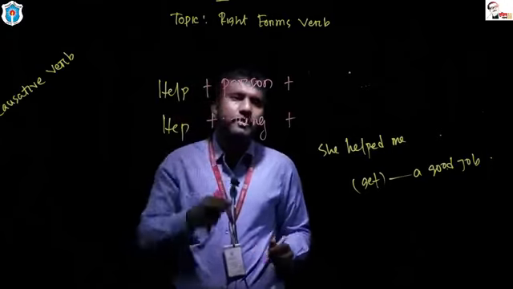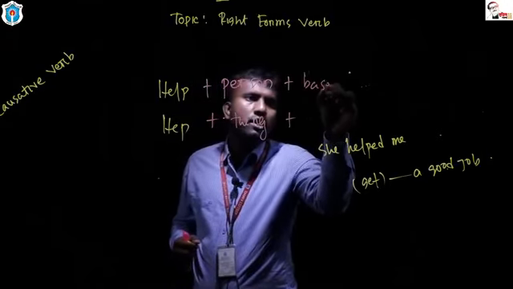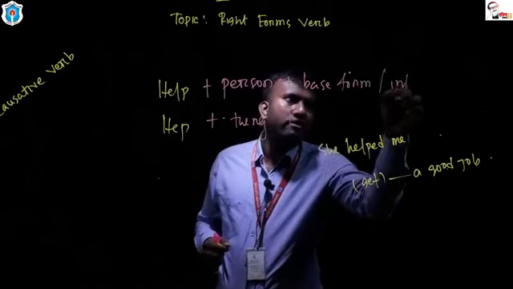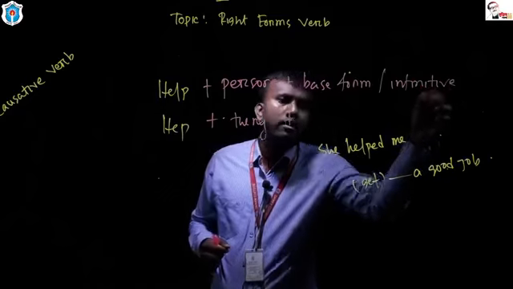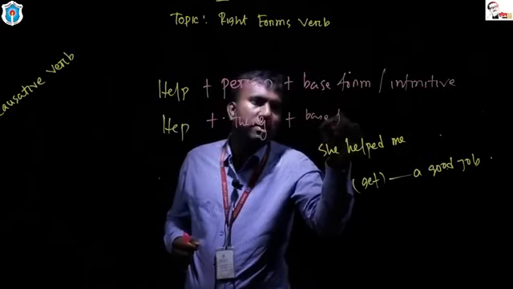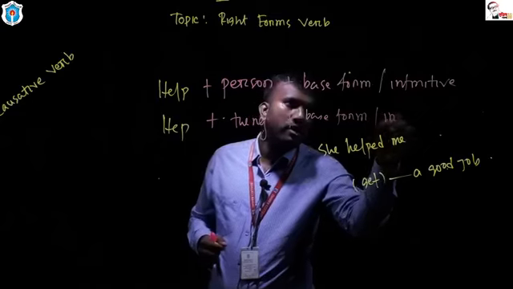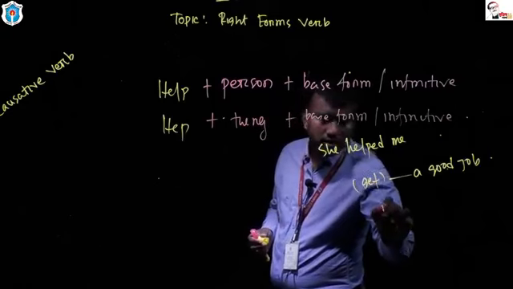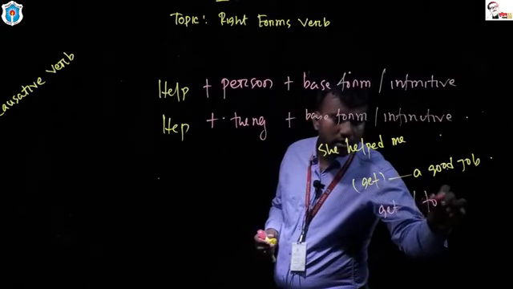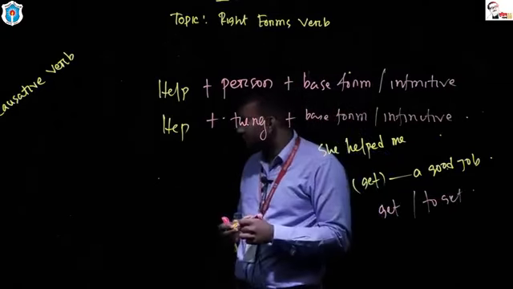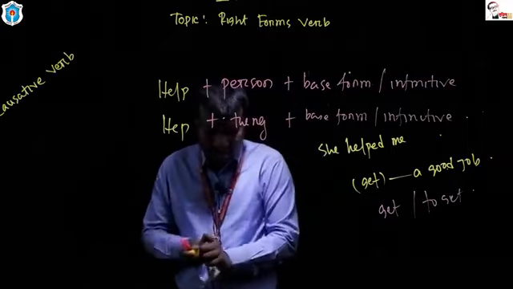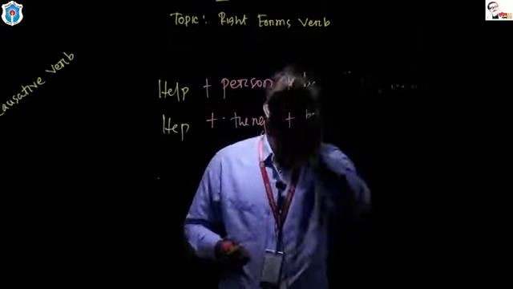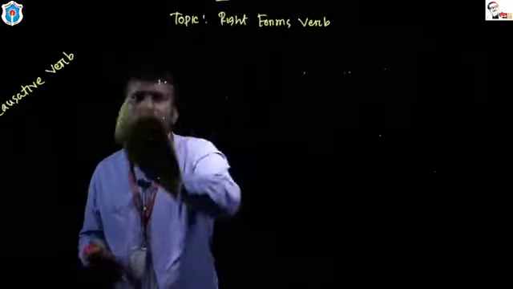After help, if you get a person, you can use the base form or you can use the infinitive. Okay, the answer is "get" or "to get." Have you got the rules and regulations of different causative verbs? I will take another one or two minutes. Okay.